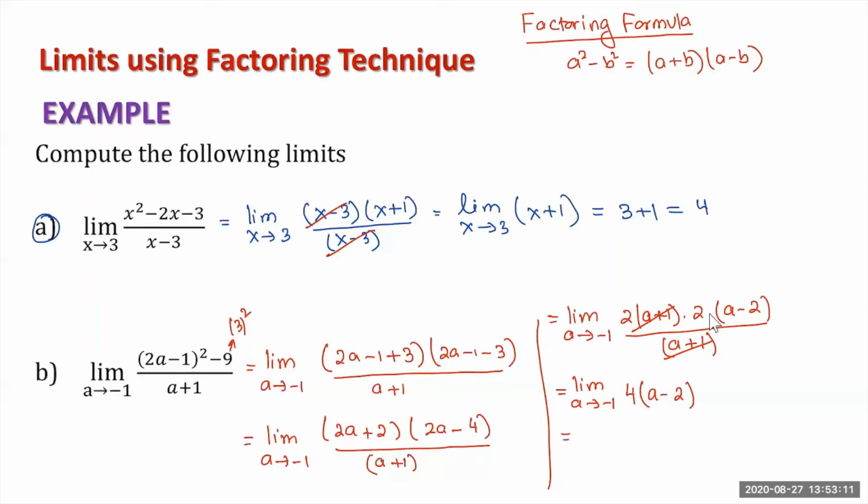Then you can perform direct substitution here. 4 times a, which is -1 because a approaches -1, minus 2. So -1 minus 2, that is -3. -3 times 4 is -12. So the limit for the second part is -12.